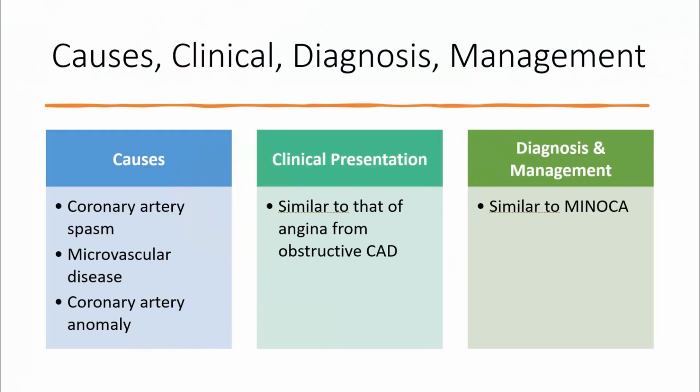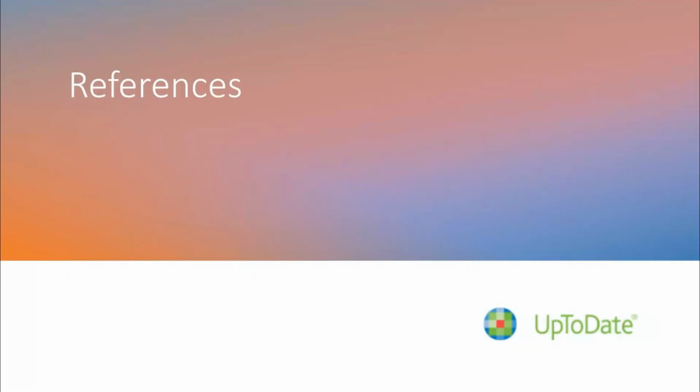Causes of INOCA include coronary artery spasm, microvascular disease, coronary artery anomaly. And the clinical presentation is similar to that of angina from obstructive CAD. And diagnosis and management is similar to MINOCA. And my reference is from UpToDate.